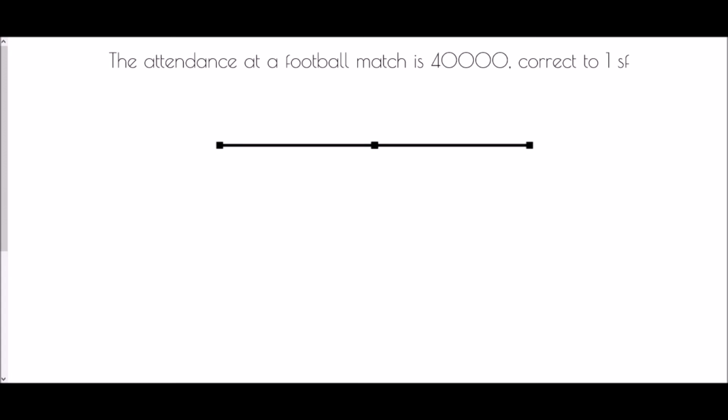And finally, we're going to look at the effect of rounding to significant figures. So in this case, the attendance at a football match is 40,000 correct to 1 significant figure. So same process, we still want to write the 40,000 in the middle of our number line, but we need to think first what 1 significant figure actually means. And so in this case, 1 significant figure would mean it was rounded after this number 4. And that 4 is in the tens of thousands. And so we are dealing with 10,000 less below it at 30,000 and 10,000 more above it at 50,000.